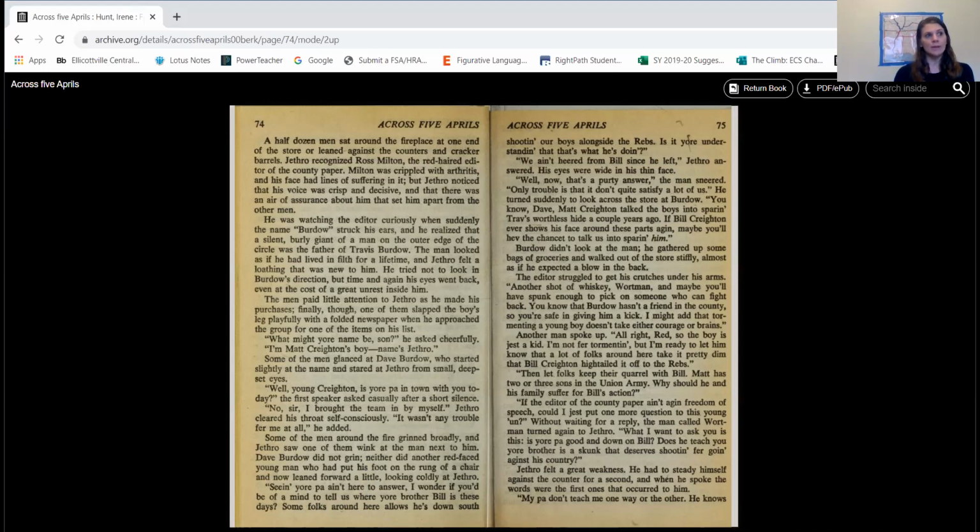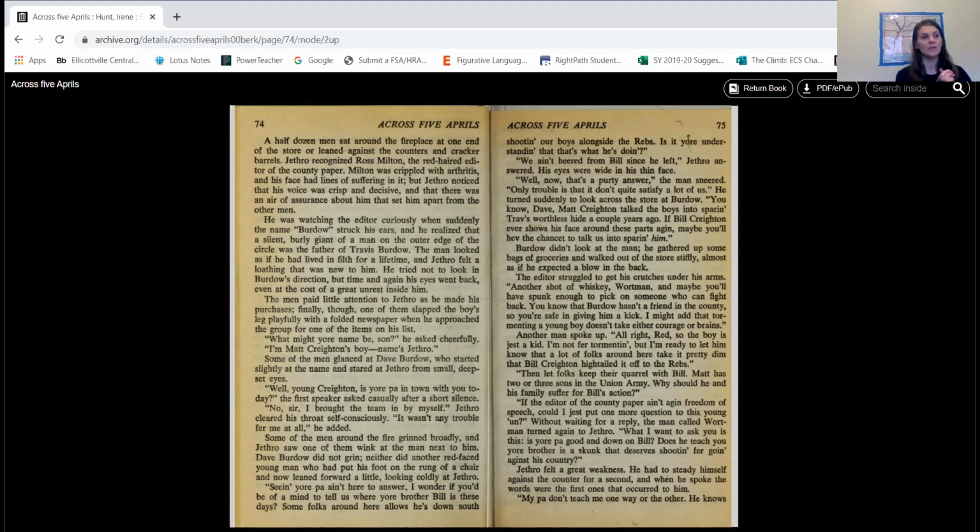"We ain't heard from Bill since he left," Jethro answered. His eyes were wide in his thin face. "Well now, that's a purty answer," the man sneered. "Only trouble is, it don't quite satisfy a lot of us." Turned suddenly to look across the store at Burdow. "You know, Dave, Matt Crichton talked the boys into sparing Trav's worthless hide a few years ago. If Bill Crichton ever shows his face around these parts again, maybe you'll have the chance to talk us into sparing him."